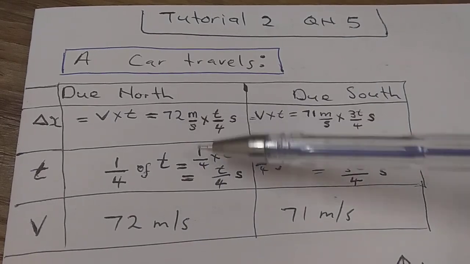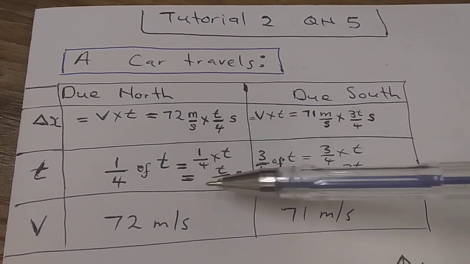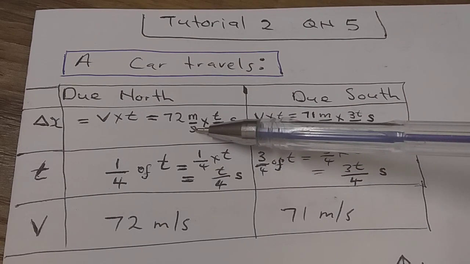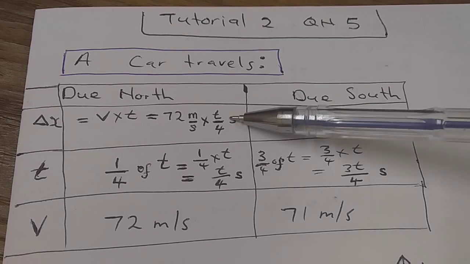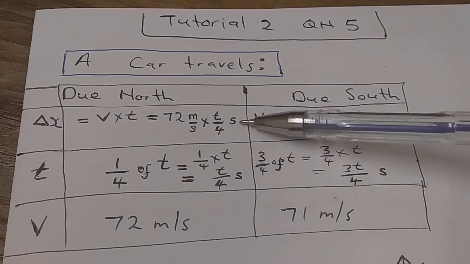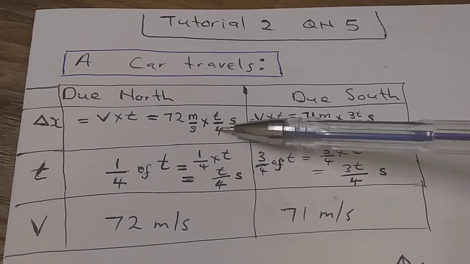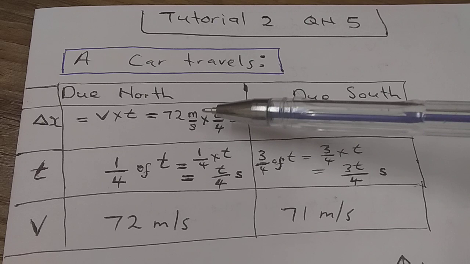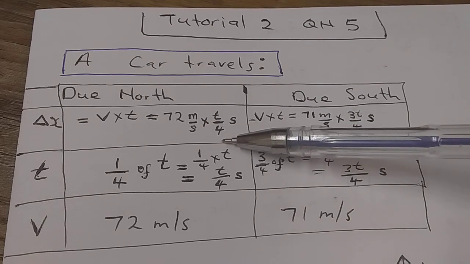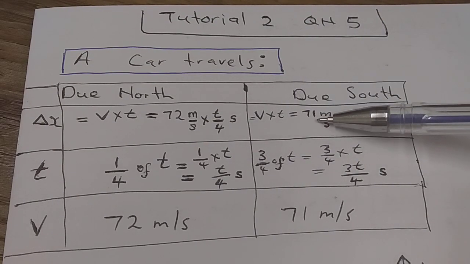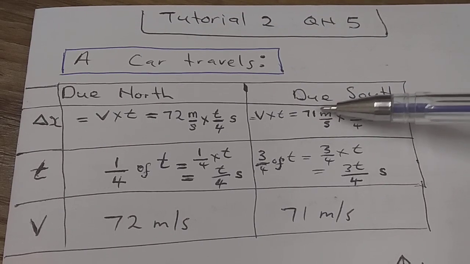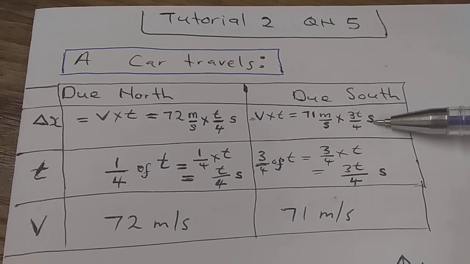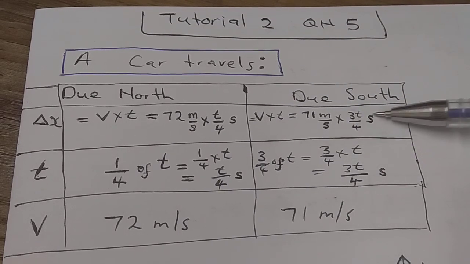So 72 meters per second multiplied by t/4 seconds. The seconds and seconds cancel. The other one is a numerator, this one is a denominator. Then we are left with only 72 meters over 4. Then we multiply this too: 71 meters per second multiplied by 3t/4 seconds. Seconds and seconds cancel.